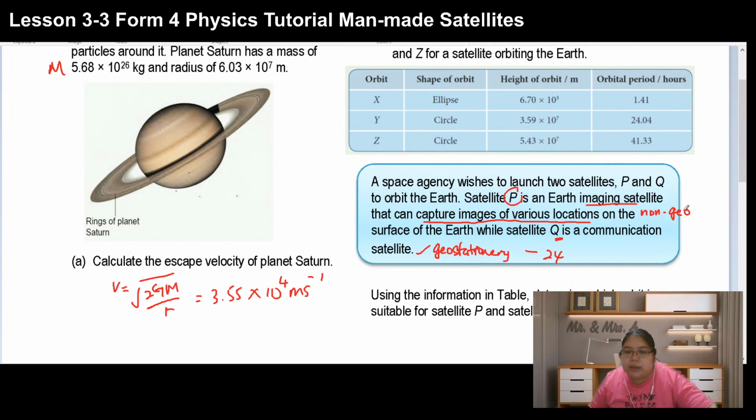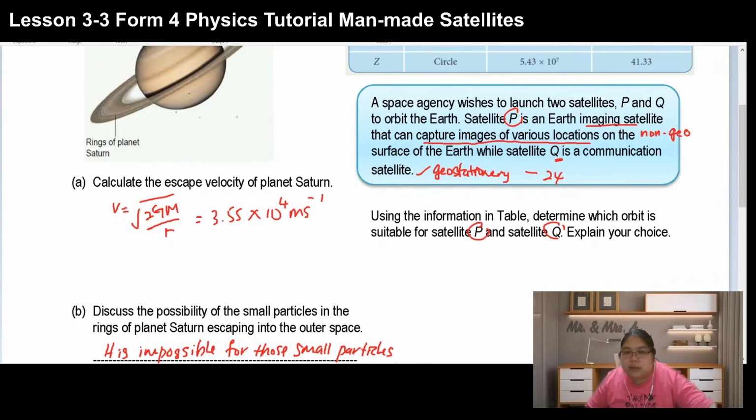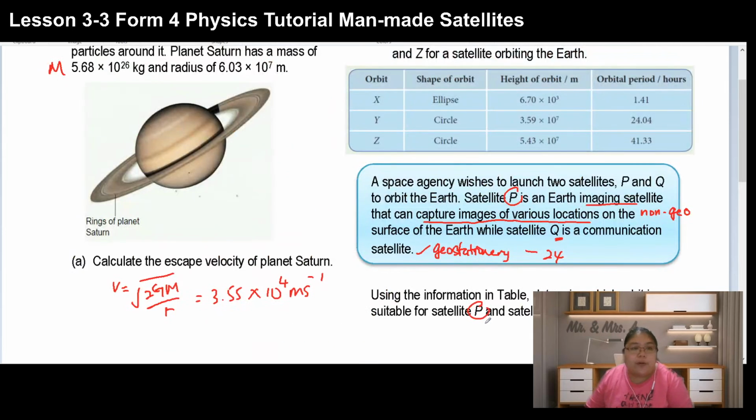So from here they ask you to determine which orbit is suitable for P and also Q. Then you need to explain your choice. For this question, it is almost like an essay question. So we can write in table form, or you can write in point form. Here the point form is more suitable because you want to explain P and also explain Q. So I show you the answers for questions 9, 10, and 11.